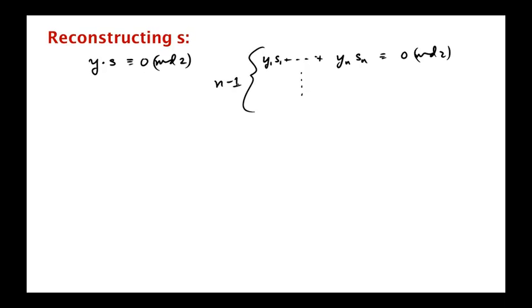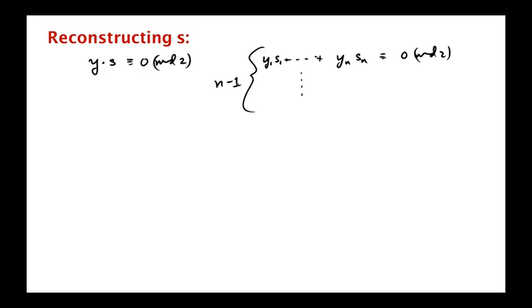So now we want to reconstruct S. So how do we reconstruct S? We have a random linear equation y dot S is 0 mod 2. So this is y1 s1 plus through yn sn is 0 mod 2, working over the field of two elements. And so we can write down n minus 1 such linear equations, and we want to know what's the chance that none of these equations are dependent on the previous ones.